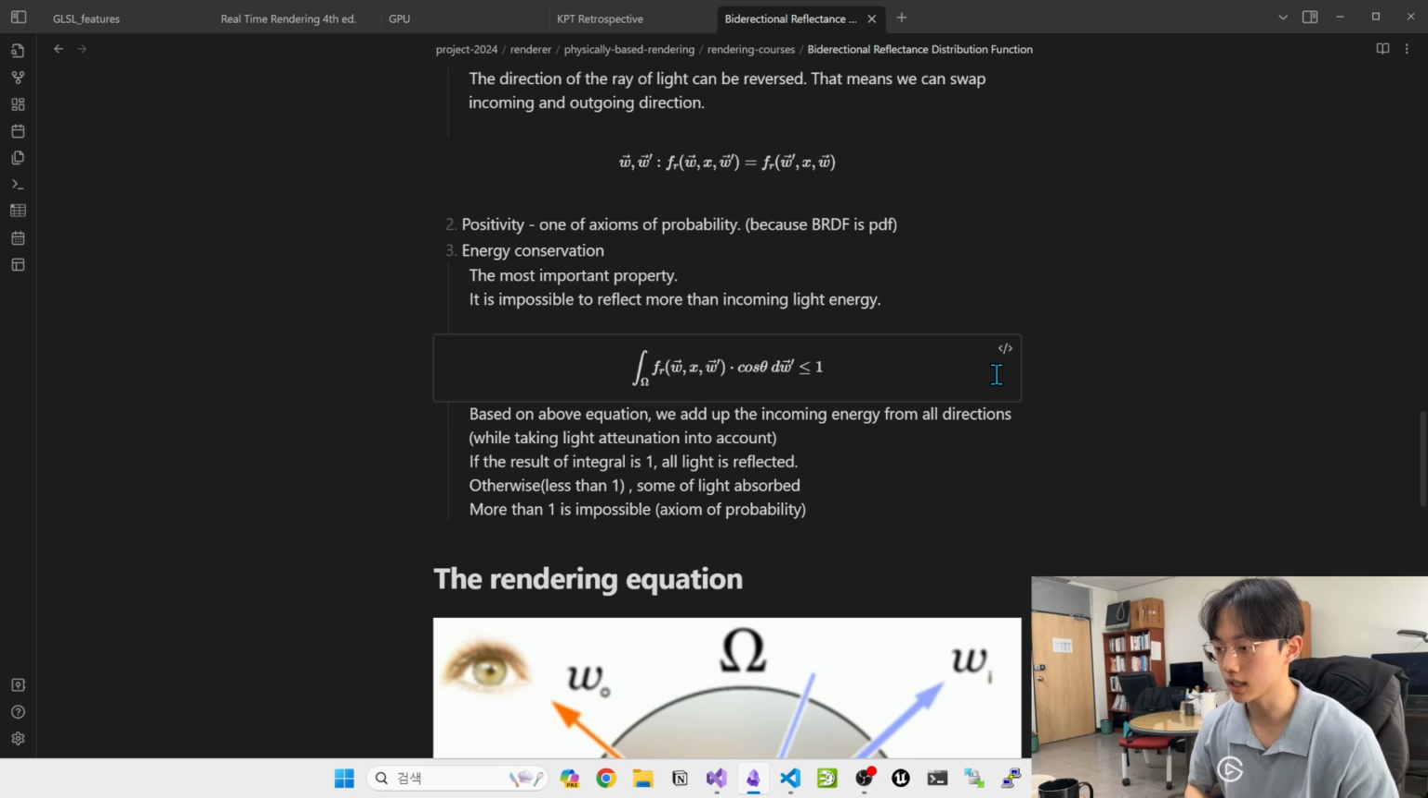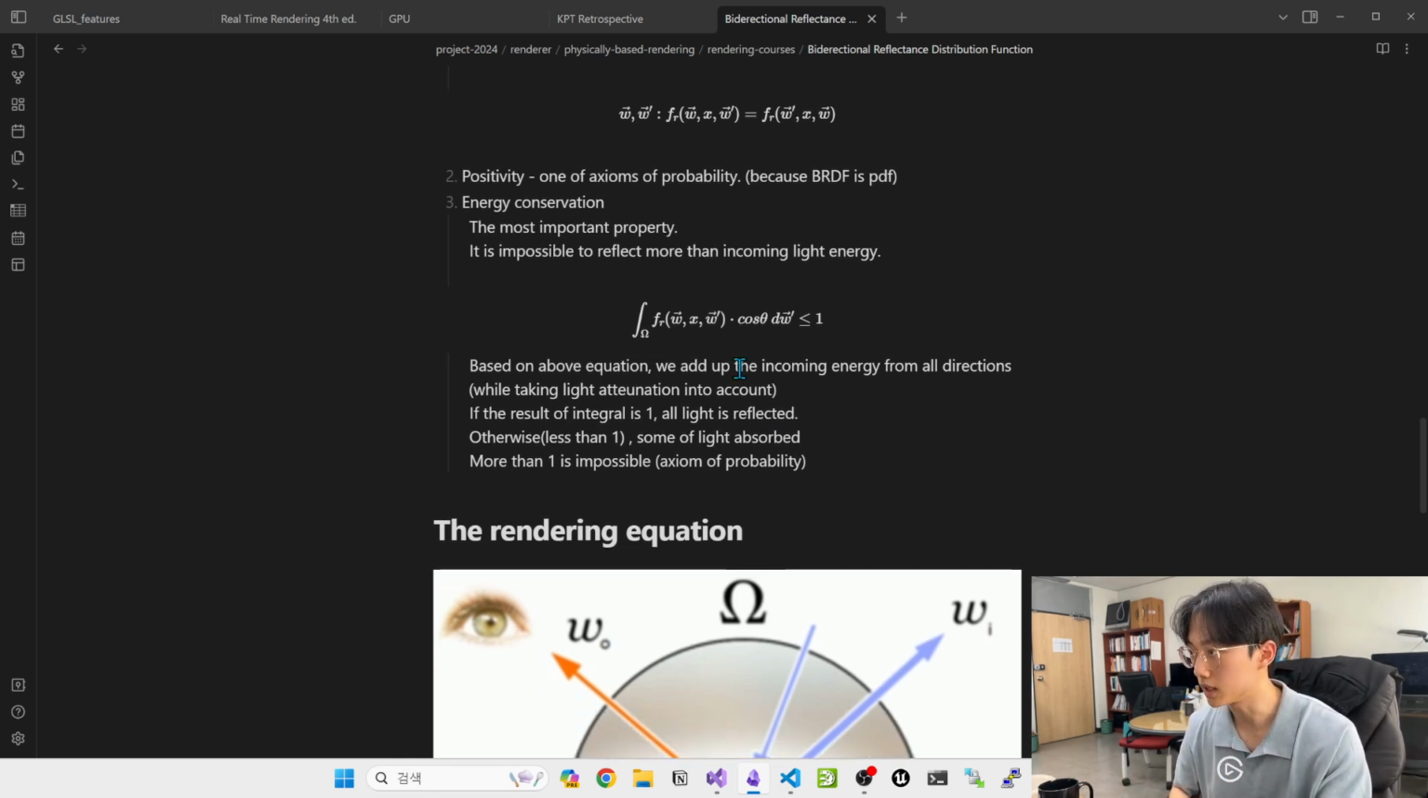The last thing is energy conservation, and this is the most important property. It is impossible to reflect more than the incoming light energy. We take care of this with an integral over all incoming directions omega, with the BRDF function. By adding this cosine term, we take care of the light attenuation of the incoming light. Based on the above equation, we add up the incoming energy from all directions. If the result of the integral is equal to 1, all light is reflected, as with ideal mirror-like materials. Otherwise, in the less than one case, some light is absorbed by the material. More than one is impossible.